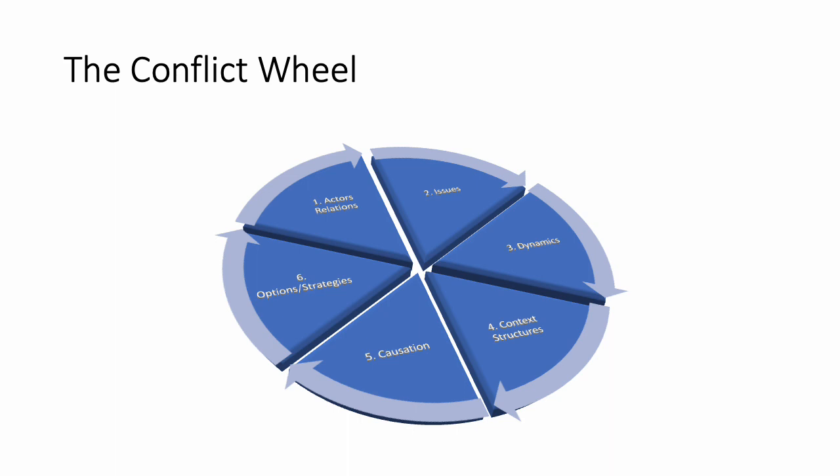So we have to understand all of this. Then number 5, what are those factors that cause this conflict? What are the triggers? So the causes, the triggers. And number 6, after the analysis, we should be able to identify certain options and strategies in order to find a solution to the conflict.